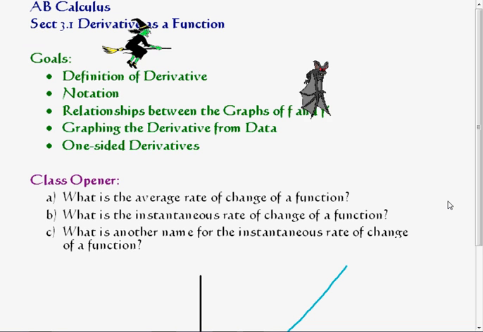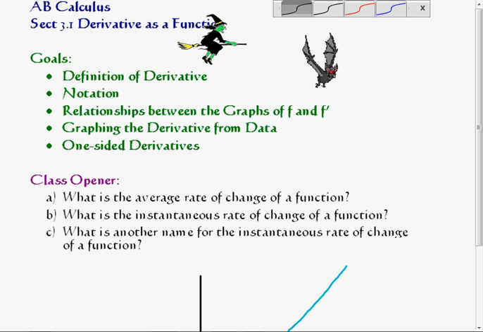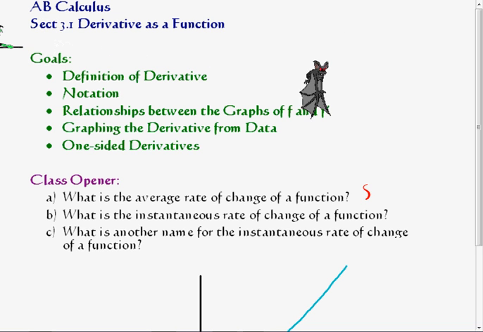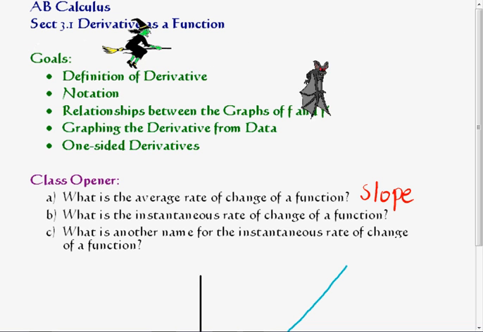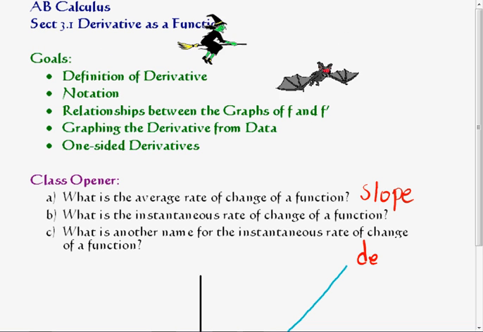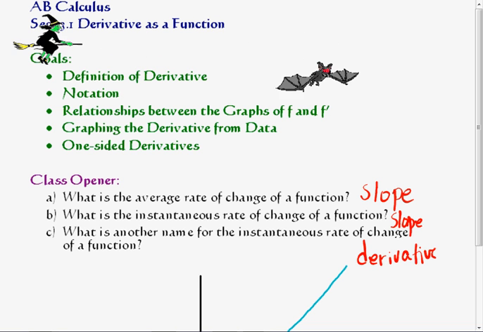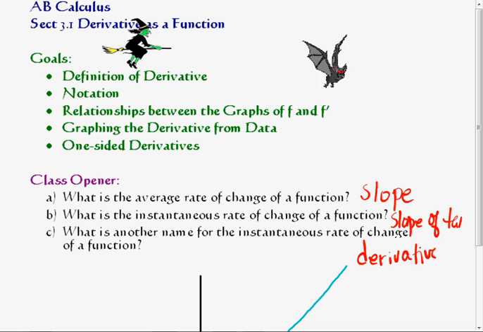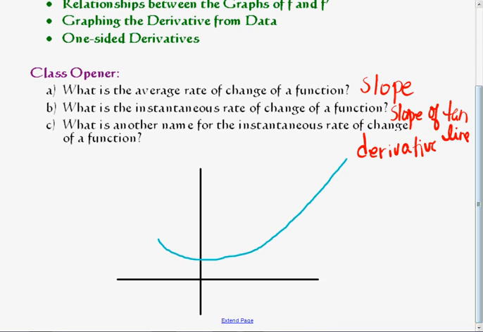What is the average rate of change? What is an average rate of change? It's the slope. What's the instantaneous rate of change? Okay, it's called a derivative, and it is the slope of the what? Slope of the tangent line. So all of this should be review and maybe make things clearer, I would hope. So let's look at the average rate of change on this curve.